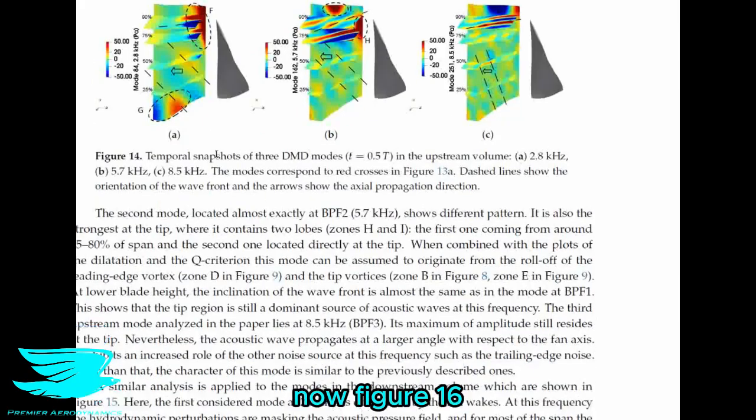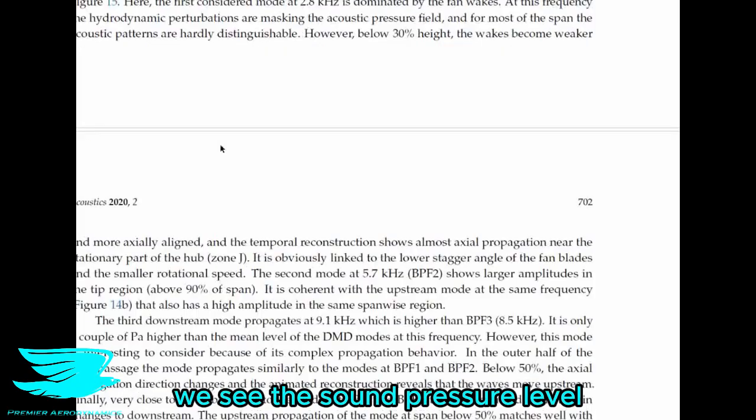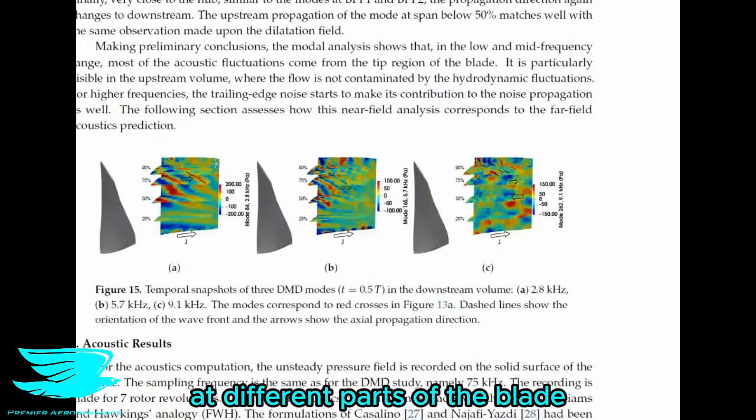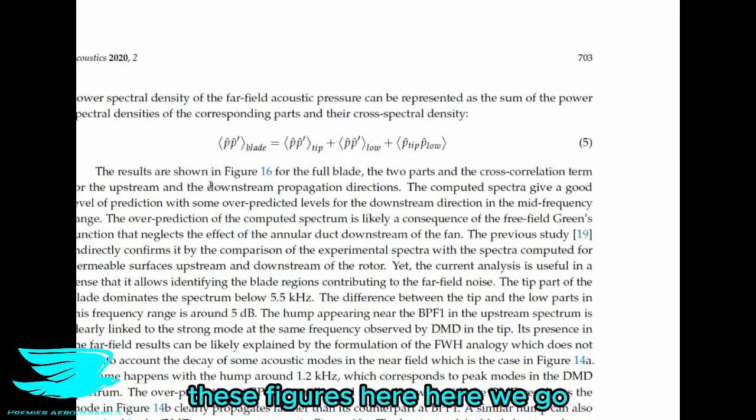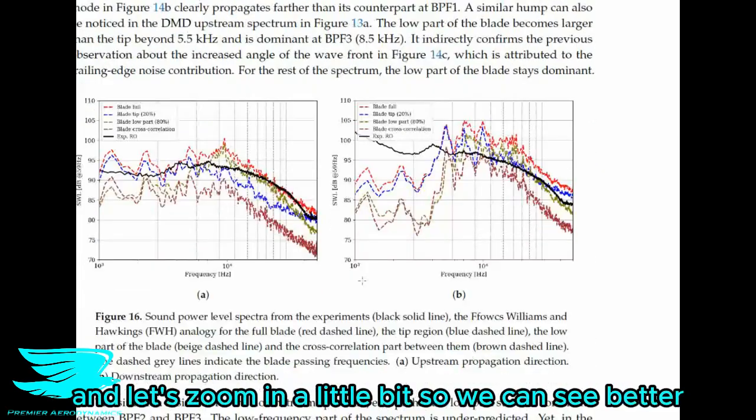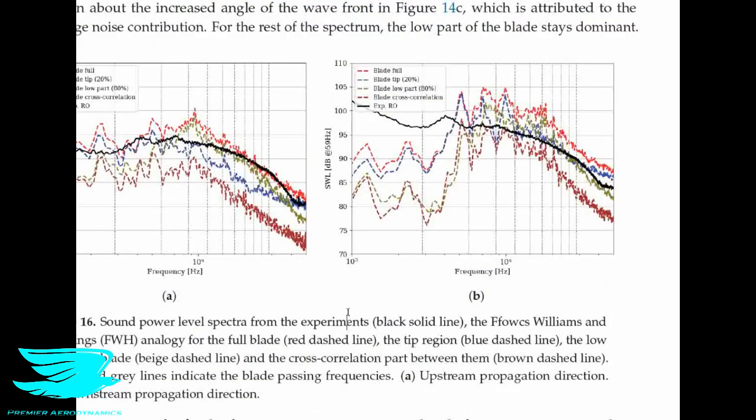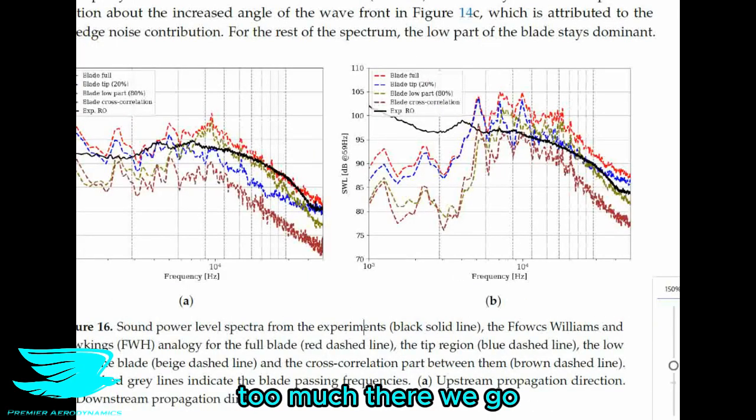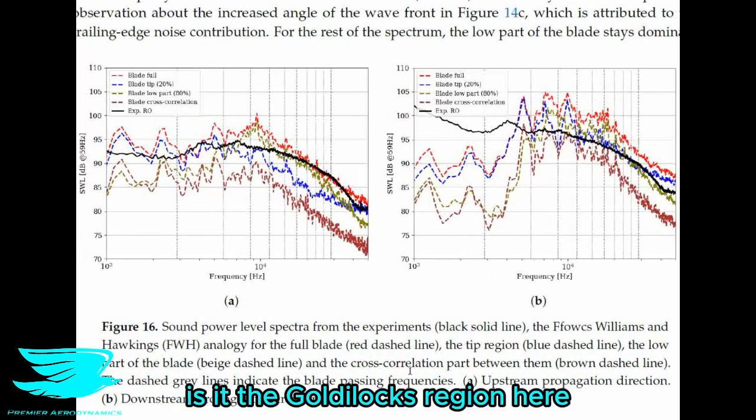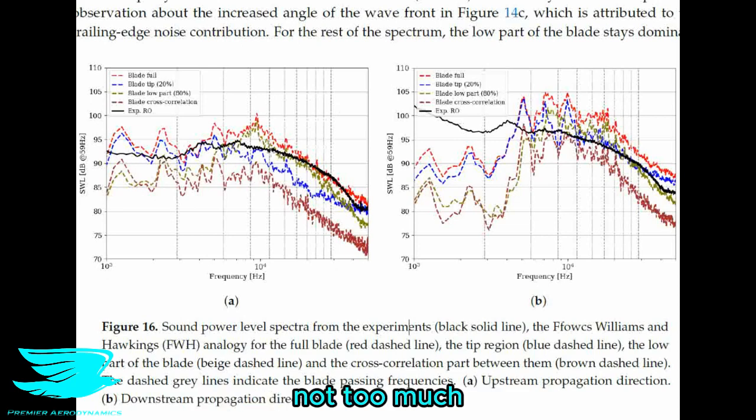Now in figure 16, we see the sound pressure level at different parts of the blade. Let's go down to these figures here. Here we go. And let's zoom in a little bit so we can see better. Too much. There we go. This is the Goldilocks region here. Not too much, not too little.